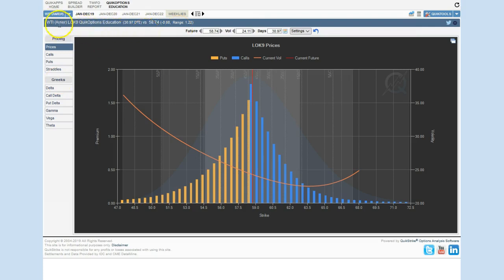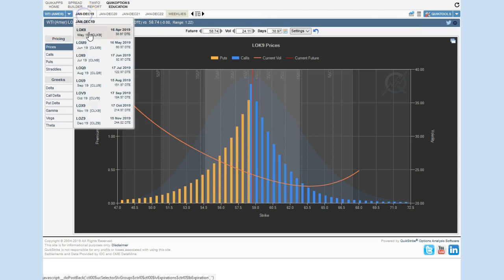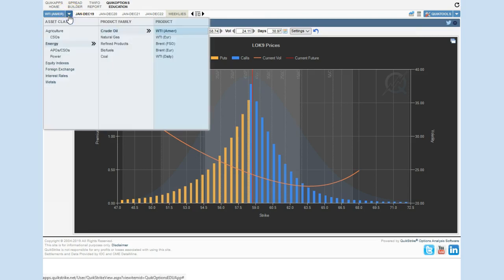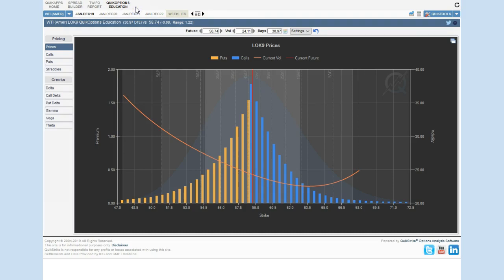So right now, you'll notice we're in the WTI contract looking at the May 2019 expiration, and we can go to any expiration that's available in QuikStrike and play with the future, the volatility, and the days to expiration. So you have a tool here that you can use for a lot of different things. We can also switch products. Any product that we have available in QuikStrike is available to you. If you want to get your education in corn, you can switch over to corn. We're going to stick to WTI here because it's got a nice strike range for a short dated expiration.